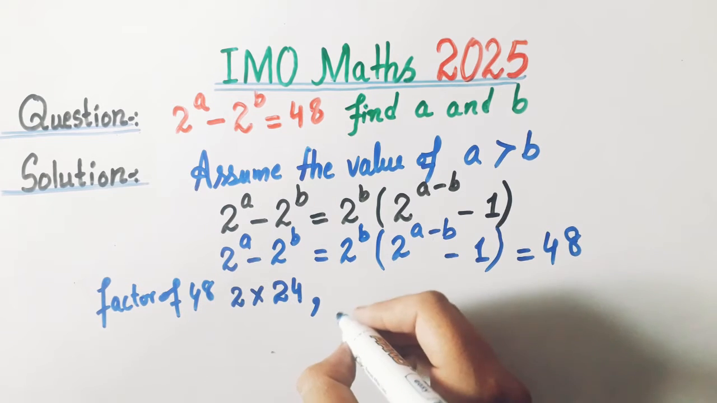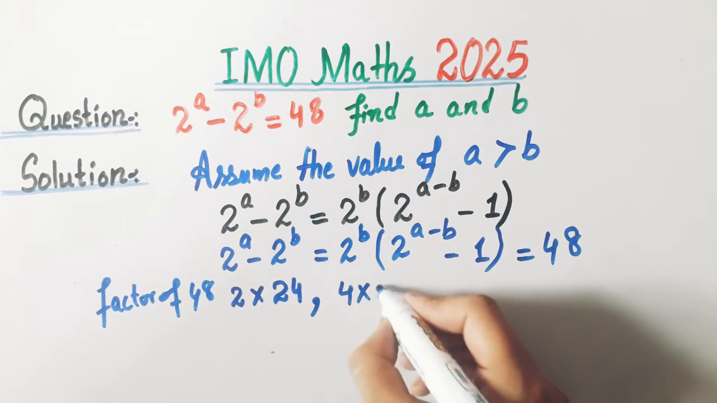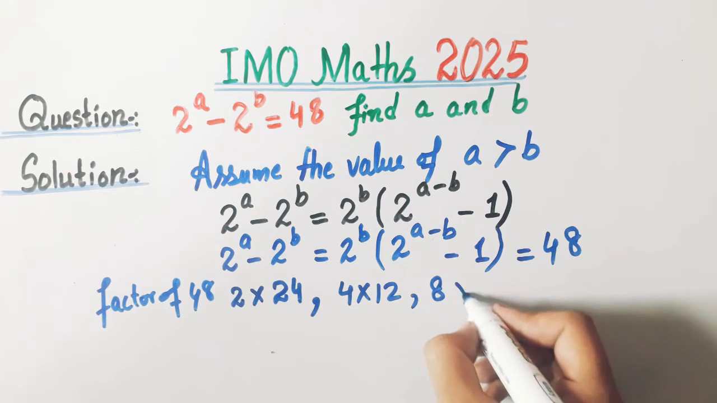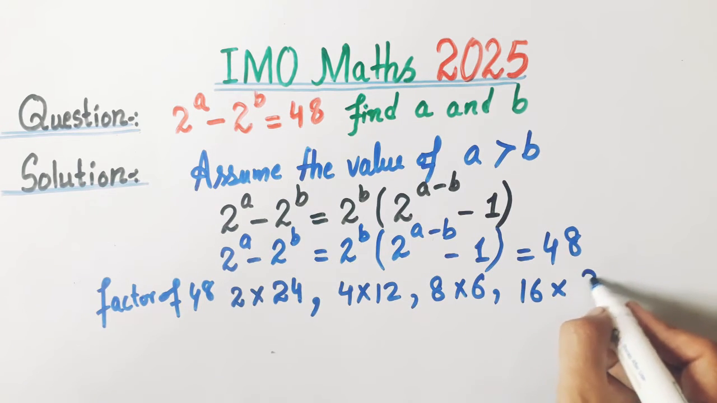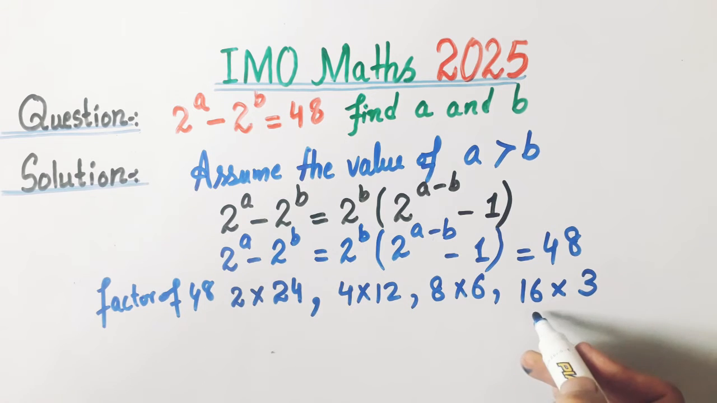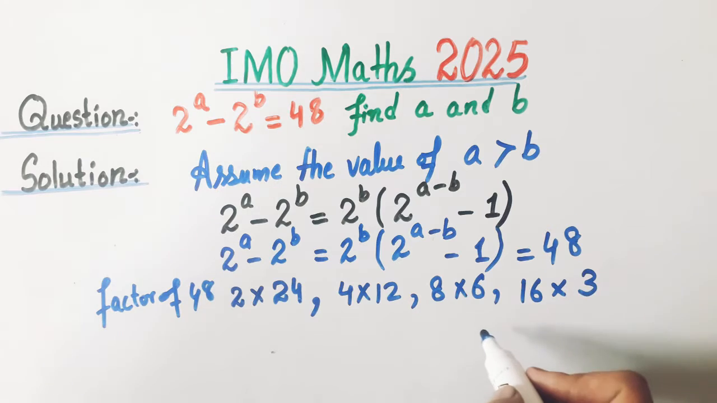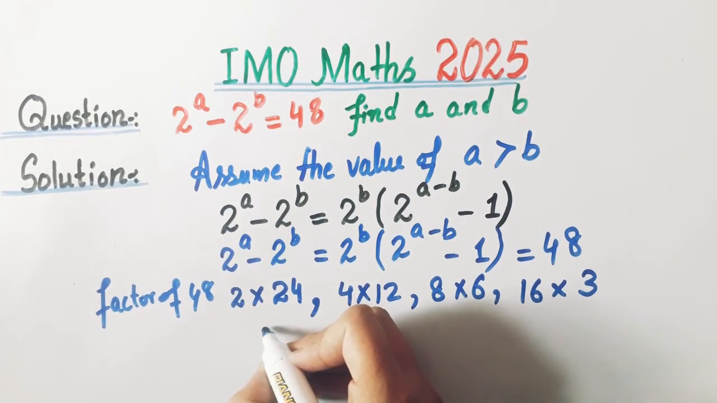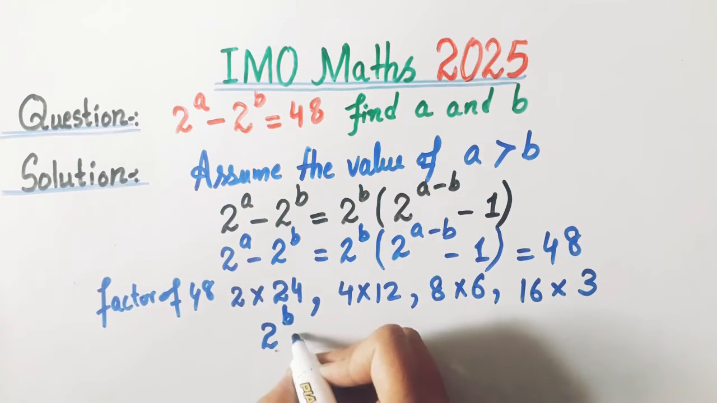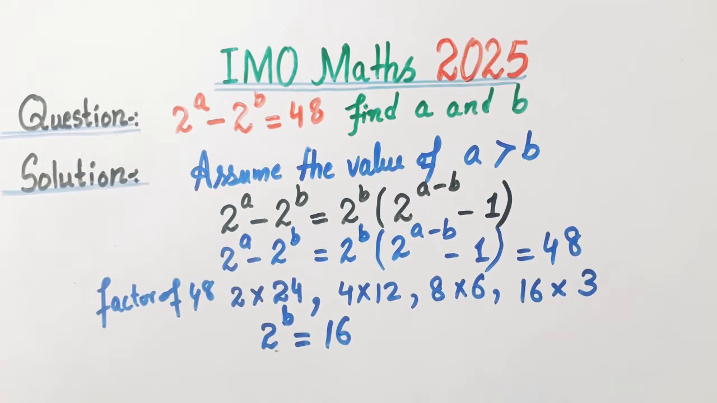48, and 4 multiply 12, 8 multiply 6 and 16 multiply 3. So you can see 16 is a number that is a power of 2. So we will use this number: 2 raised to power b is equal to 16.